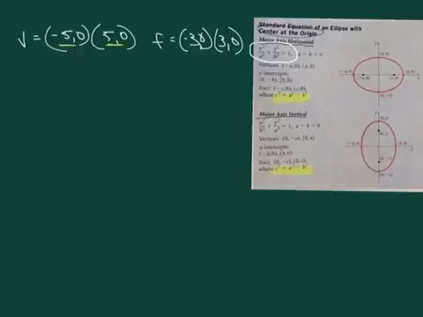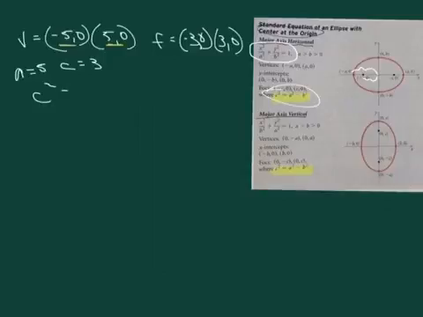Since the vertices are negative 5, 0, and 5, 0, and the foci are negative 3, 0, and 3, 0, we know that a is 5 and c is 3, because we've got the foci and we want this length here. The vertex will always be longer than the foci. Now we've got that, but we don't know what b is. If you look at this equation, we have to know b right there. So we're going to use the formula right there.